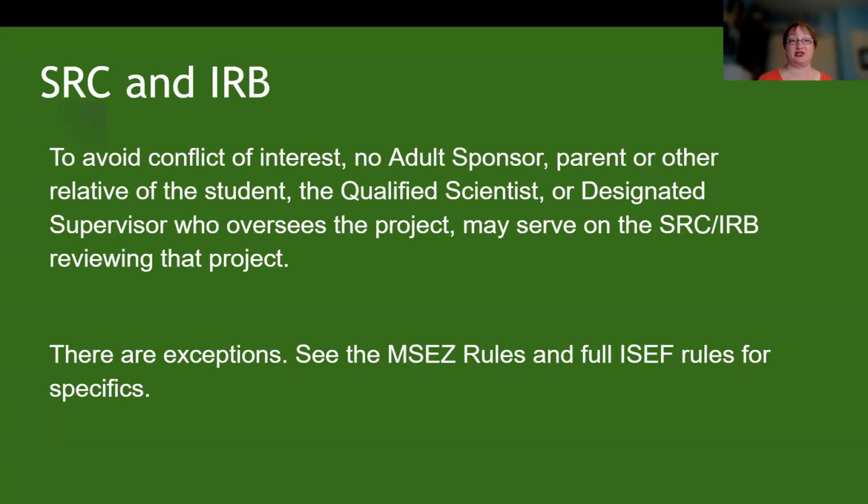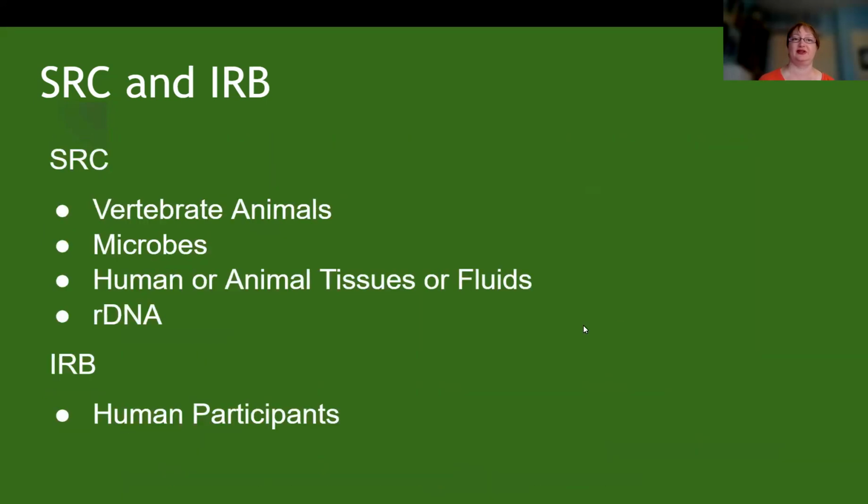There are also exceptions to how these rules work. And for that, you need to read all about it, either in the MS Easy rules or the full ISEF rules for the very specifics, because there are some specifics, but it's better to be safe than sorry and to always get this pre-approval if you have any of these kinds of things. It's better to have one and not need it than to not have it and to have needed it, as this needs to happen before the project starts.